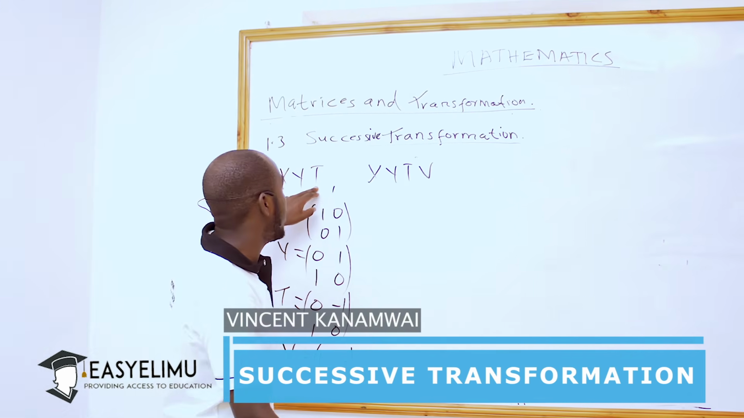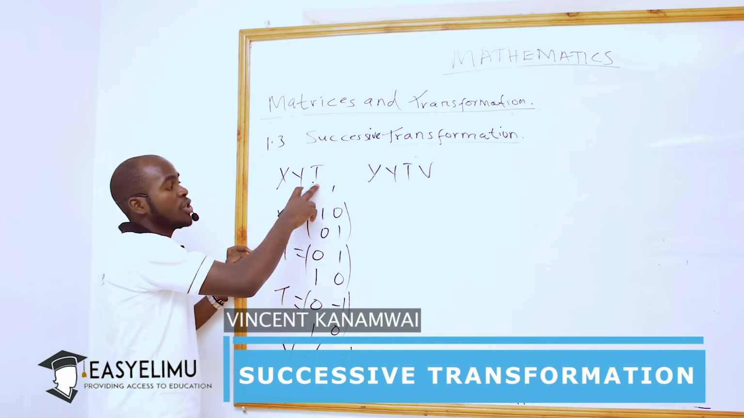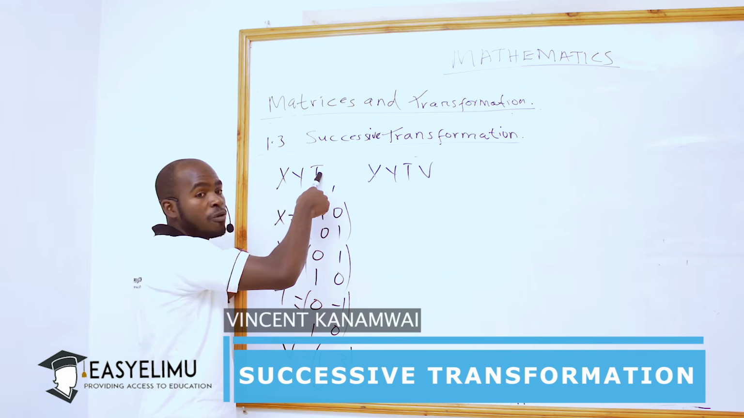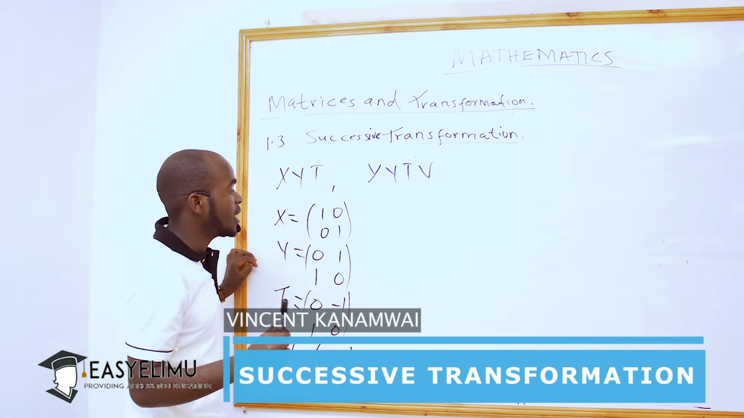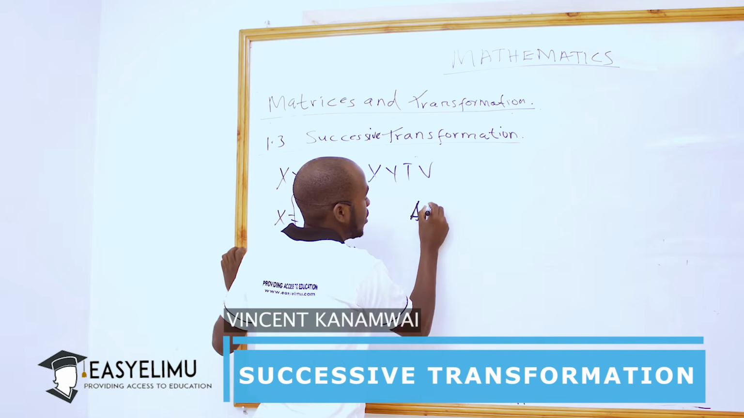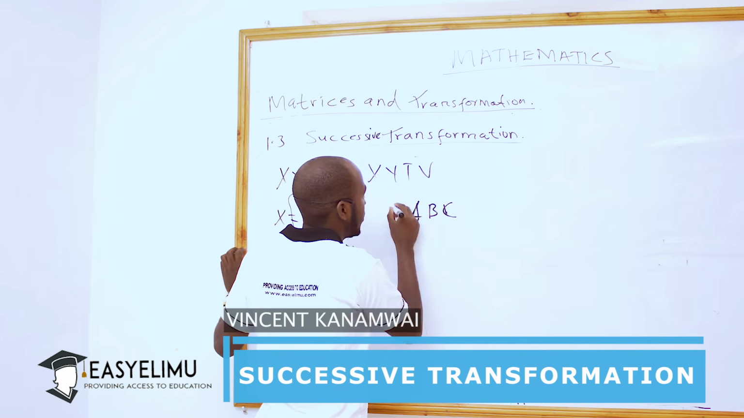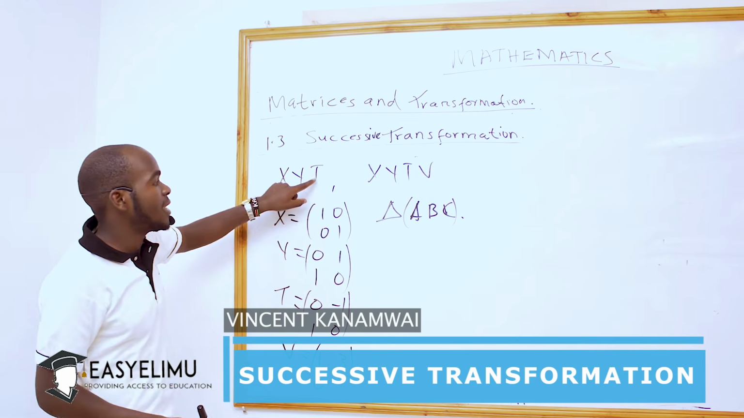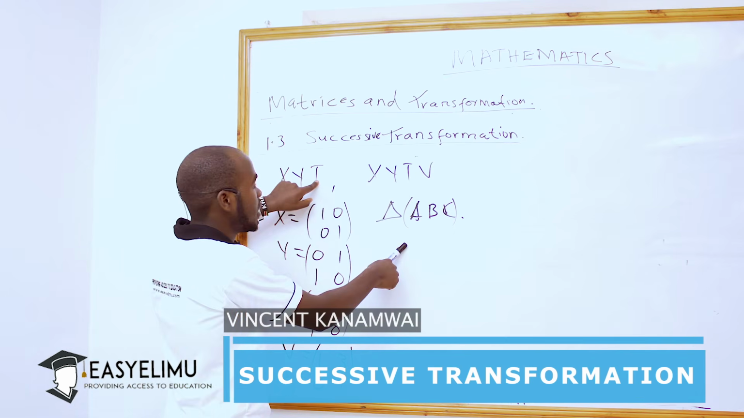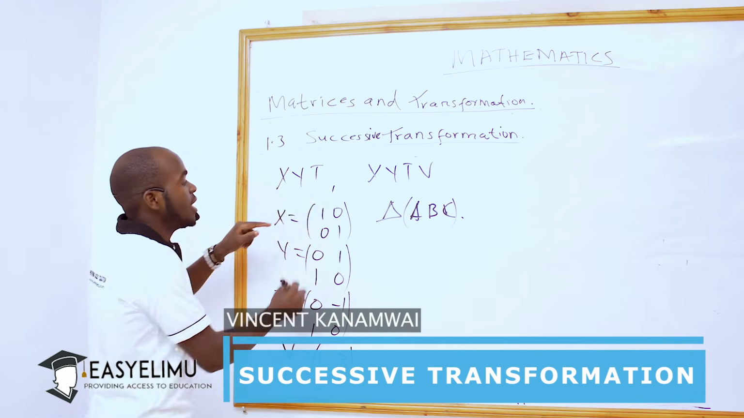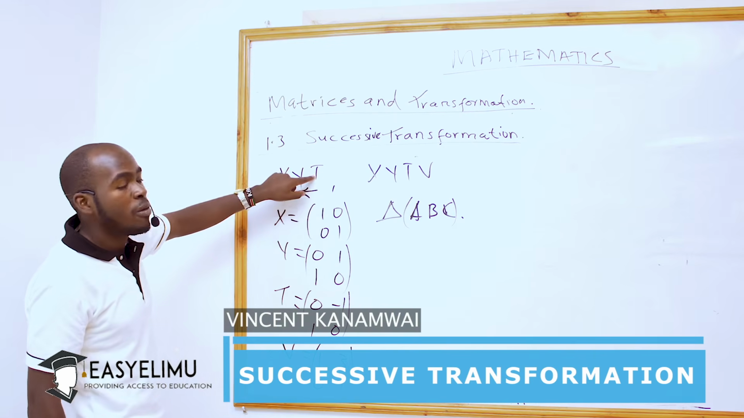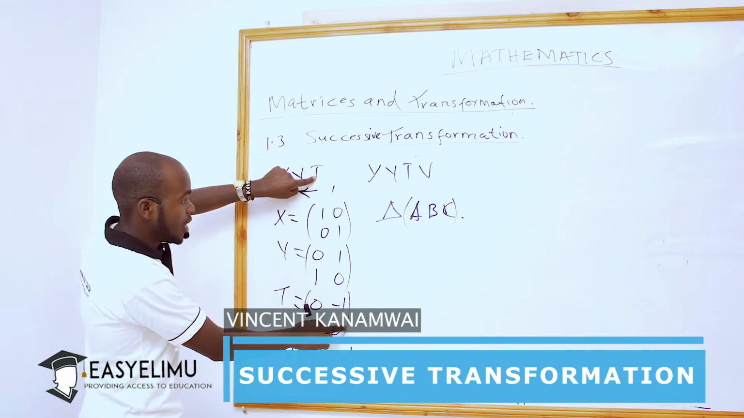It will simply mean you firstly perform the transformation of T on that given object, say triangle A, B, C, with the given vertices. You firstly perform T on it. Then after performing T, you go backward. You perform T first with the given transformation.